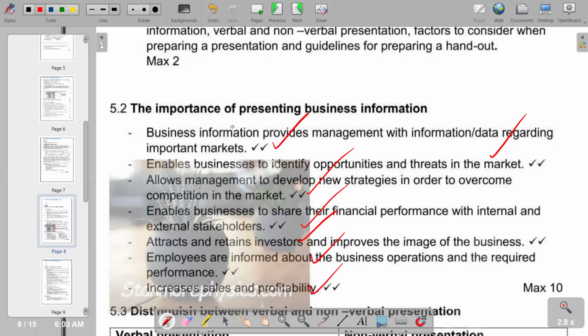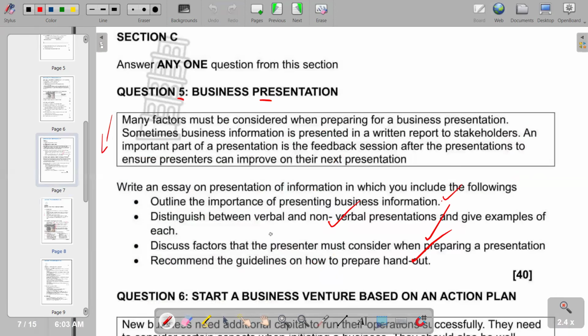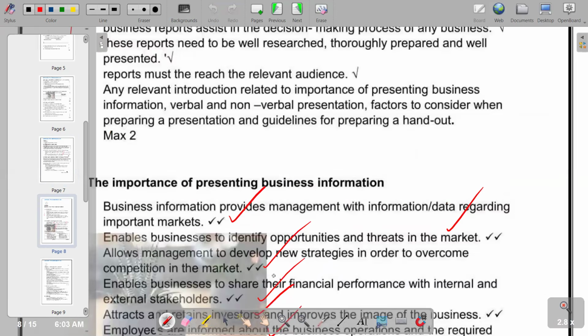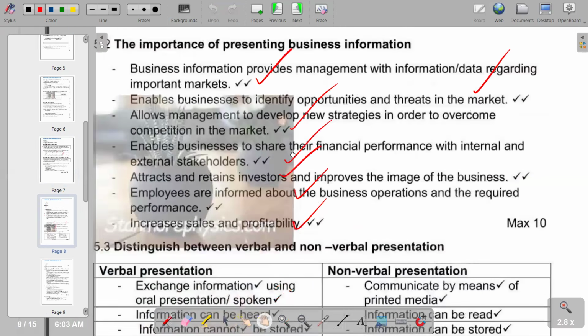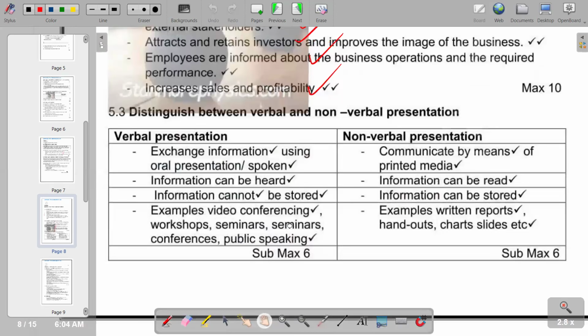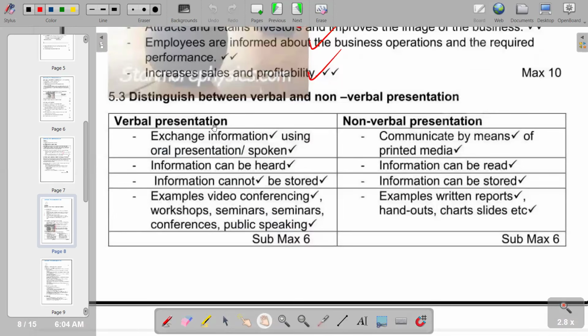And we move on to the next part, whereby you have to distinguish between verbal and non-verbal presentation and give examples of each. Remember, verbal is communication by word of mouth, and non-verbal is other communication that you can engage in, which does not include the word of mouth. So, in terms of distinguishing between the two, we've got a table form, whereby we've got a column for verbal presentation and a column for non-verbal presentation.